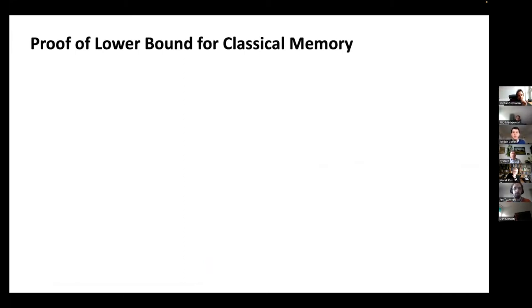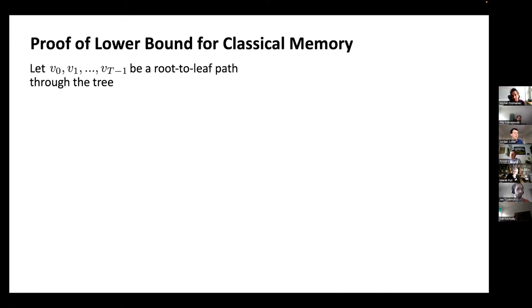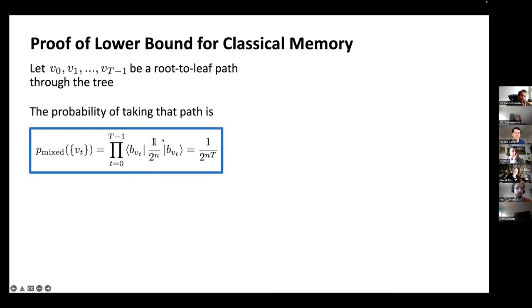So here's a proof of this exponential lower bound in the conventional measurement setting in which we only have access to a classical memory. Let V naught through V T minus one be a root to leaf path through the tree. Then the probability of taking that path, if we receive the maximally mixed state on n qubits each time, is uniform. It's 1/2 to the nT. That is because it's a maximally mixed state, so any sequence of measurement outcomes will happen with equal probability, because it's an isotropic distribution over the space of states.